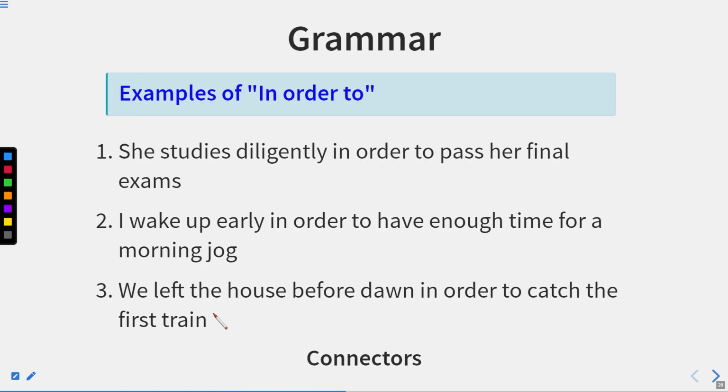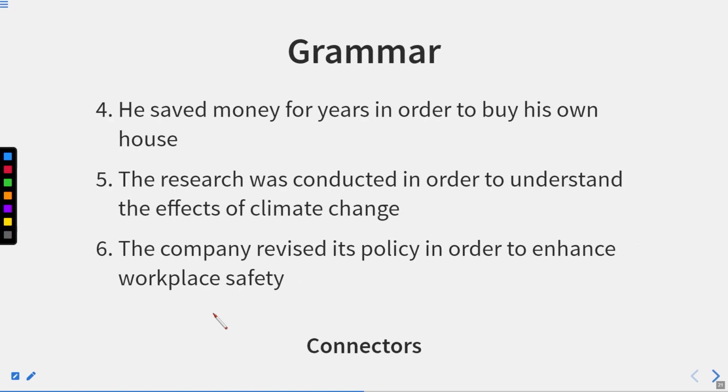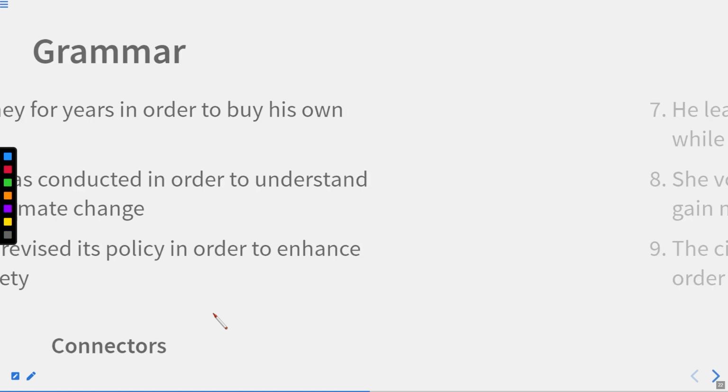Examples of "in order to." She studies diligently in order to pass her final exams. I wake up early in order to have enough time for a morning jog. We left the house before dawn in order to catch the first train. He saved money for years in order to buy his own house. The research was conducted in order to understand the effects of climate change. The company revised its policy in order to enhance workplace safety.